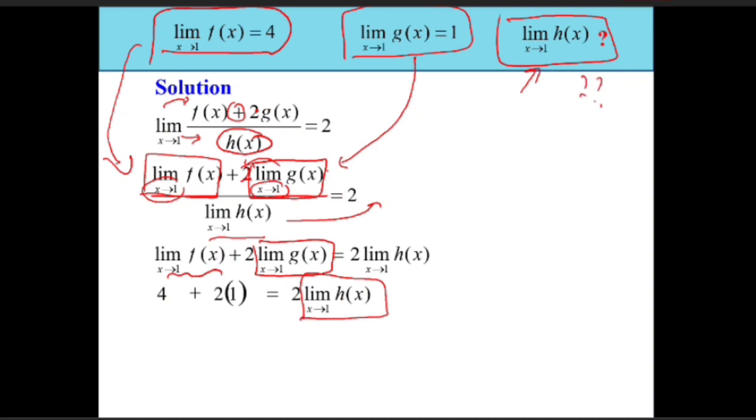Remember? Okay, and then just divide. 6 divided by 2 is equal to 3. That's your value of the limit of h(x).